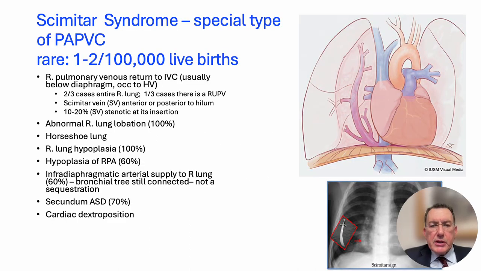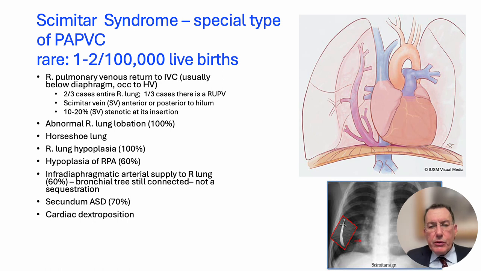Scimitar syndrome is a rare complex type of PAPVC in which the venous return from all or most of the right lung returns to the IVC, usually below the diaphragm, and it also has many associated defects. The word scimitar comes from the Persian word shamsir, which means a curved sword.